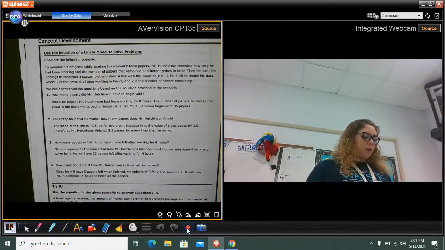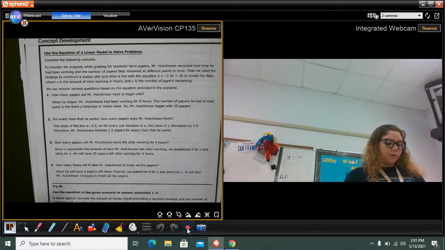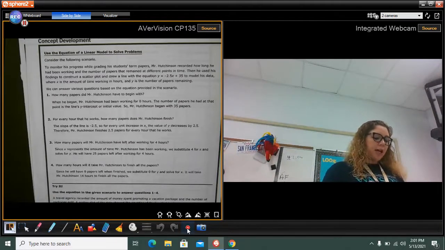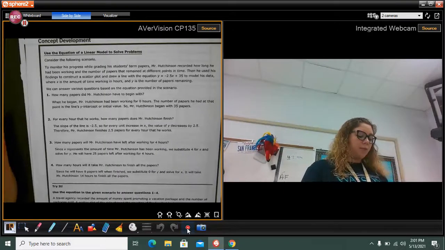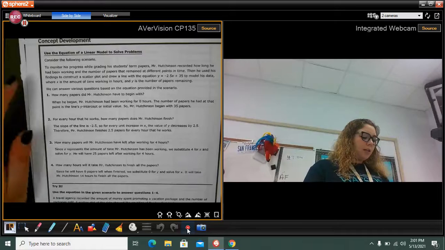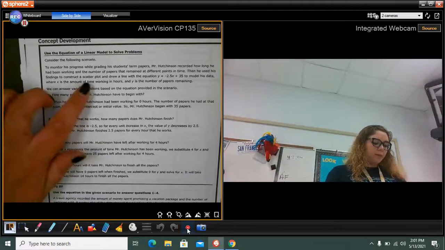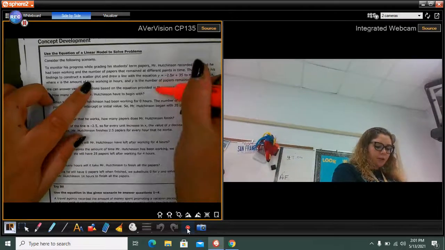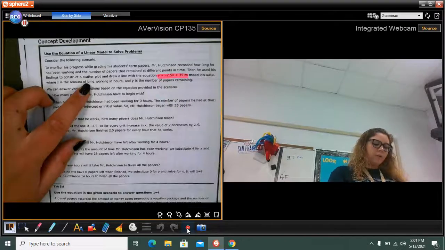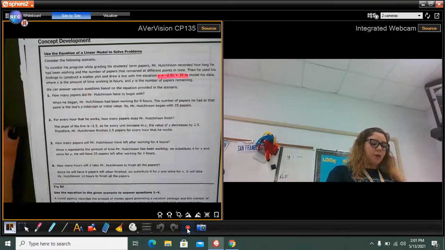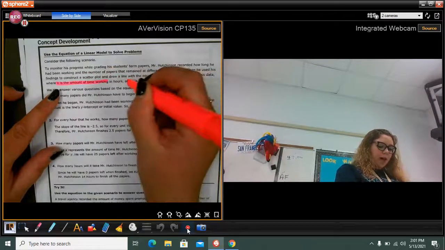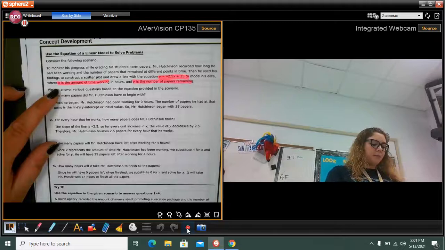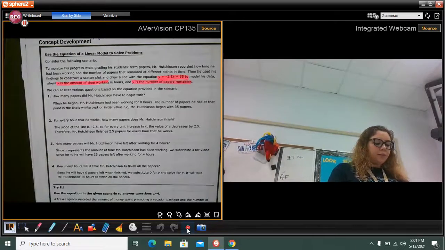To monitor his progress while grading his students' term papers, Mr. Hutchinson recorded how long he had been working and the number of papers that remained at different points in time. Then he used his findings to construct a scatter plot and drew a line with the equation y equals negative 2.5x plus 35 to model his data, where x is the amount of time working and y is the number of papers remaining. We can answer all these different kinds of questions based on what we know.